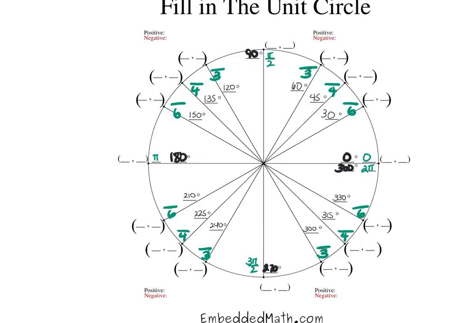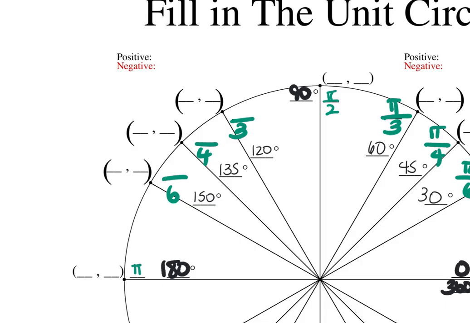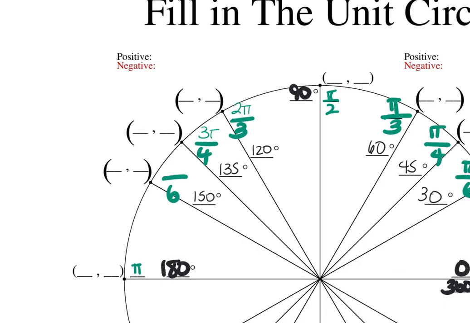With me so far? Okay. Every single one gets a pi, right? In the first quadrant, that's all it gets, just pi. In the second quadrant, what's true about the relationship between the numerator and the denominator? Good. 1 less than the denominator. So this is 2 pi over 3, 3 pi over 4, and 5 pi over 6.